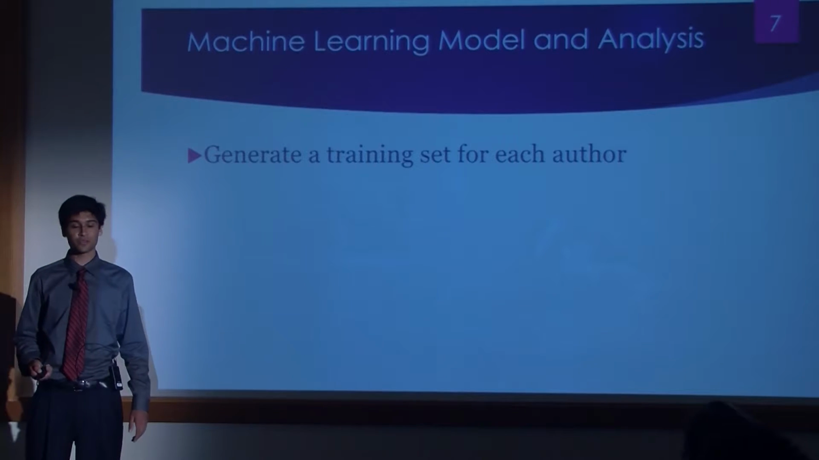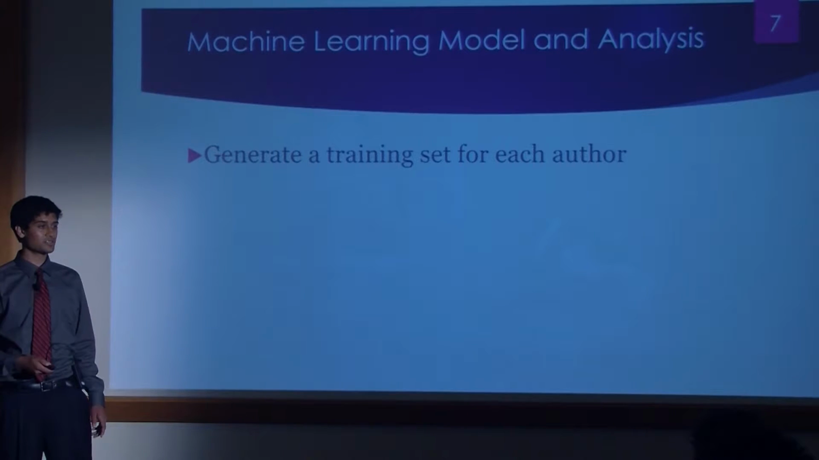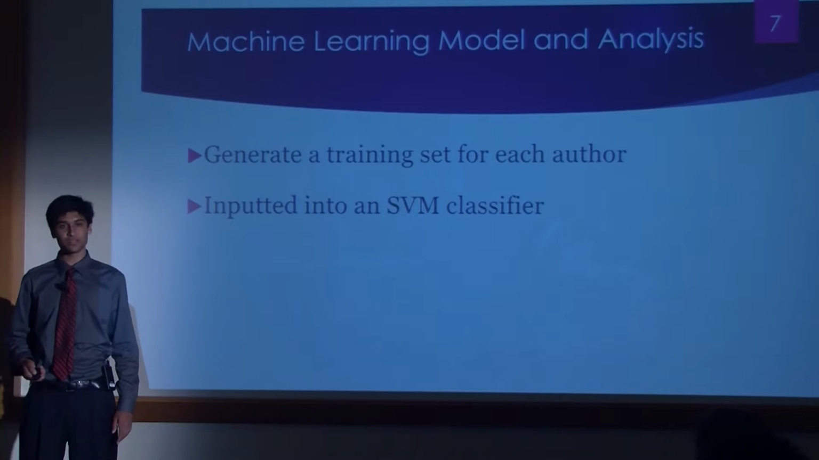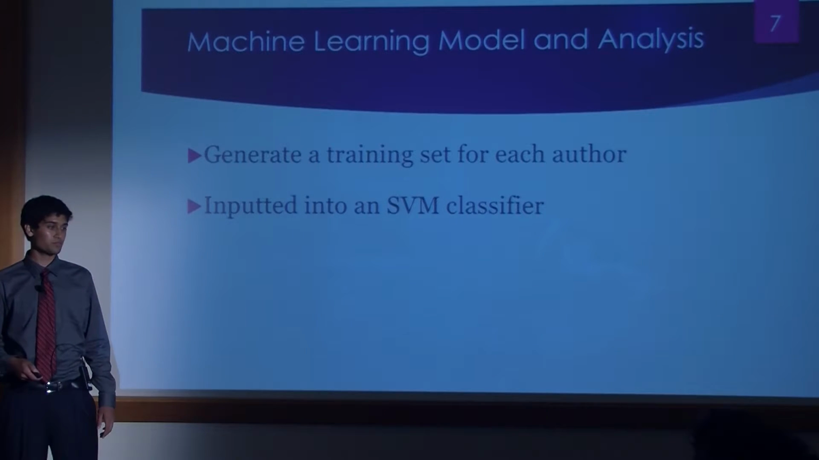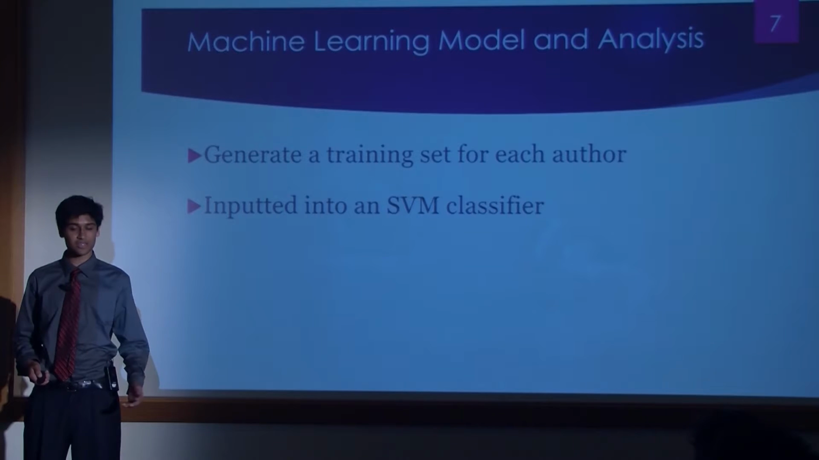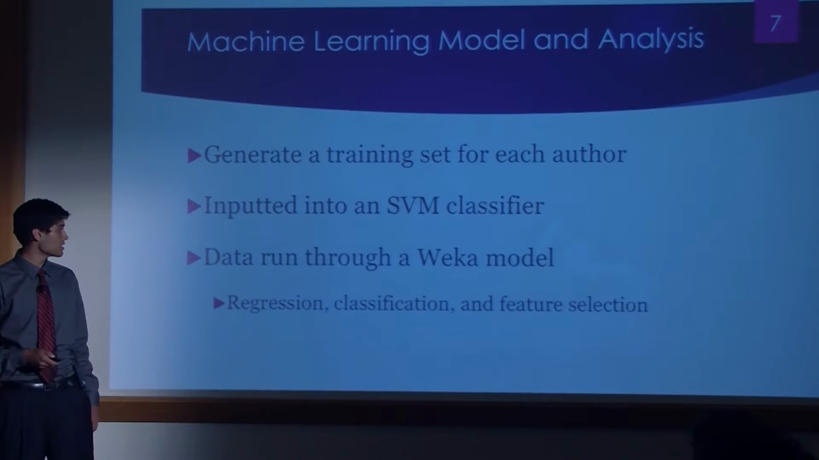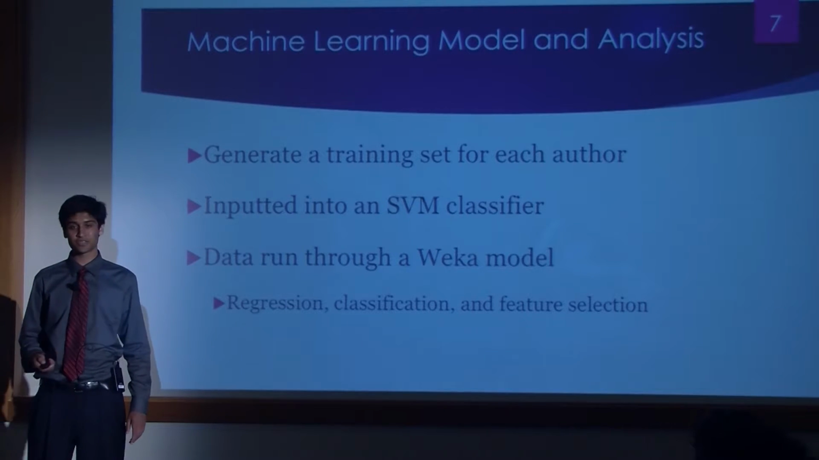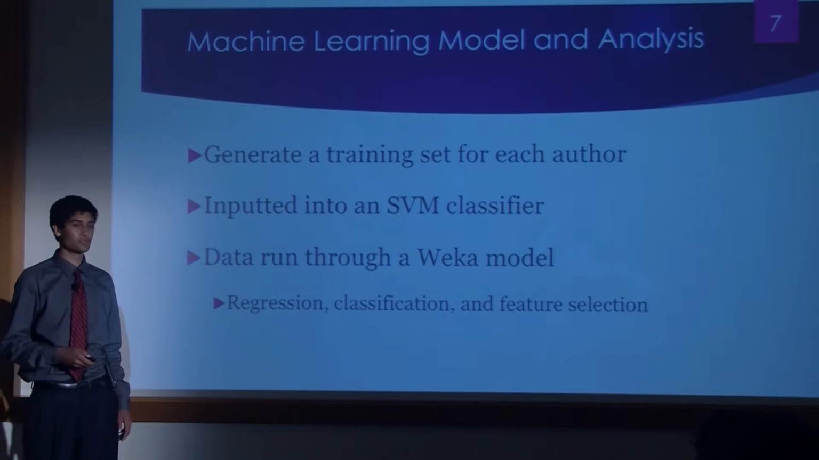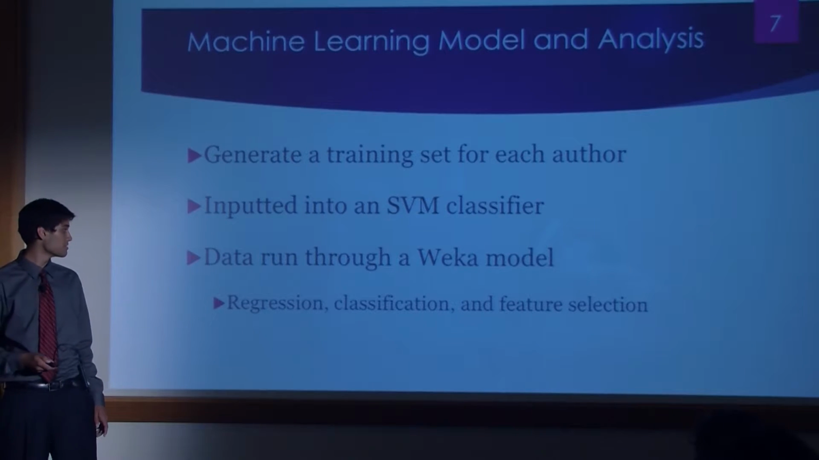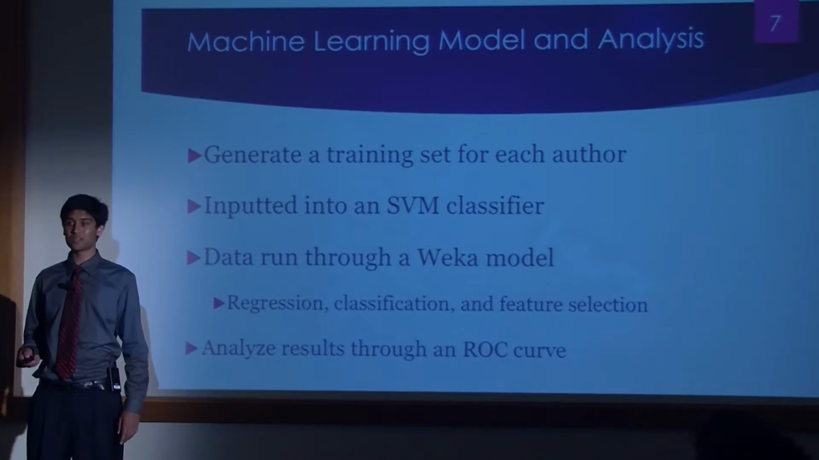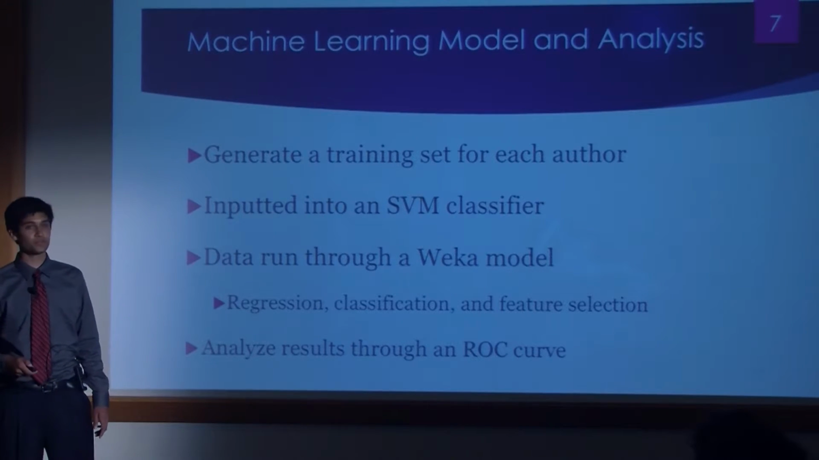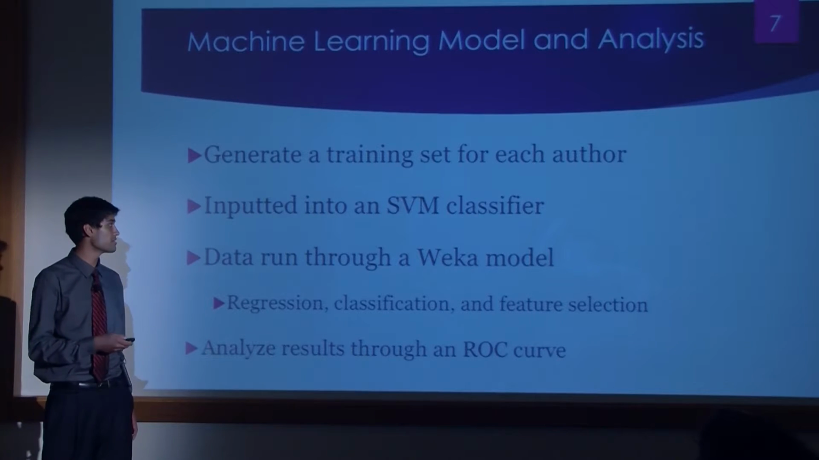So first, we generated a training set for each author, and this just consisted of a percentage of the articles written by each author. And then following this, we inputted this into an SVM classifier, which is binary. So based on the features that are inputted, it knows, yes, it is this author, or no, it isn't. And then finally, we ran the data through a Weka model, which uses regression, classification, and feature selection to determine whether an article is written by an author or not based on the features provided. And then lastly, we analyzed the result using an ROC curve, which essentially plots the false positive and false negative values, and then we can find the accuracy based on that.